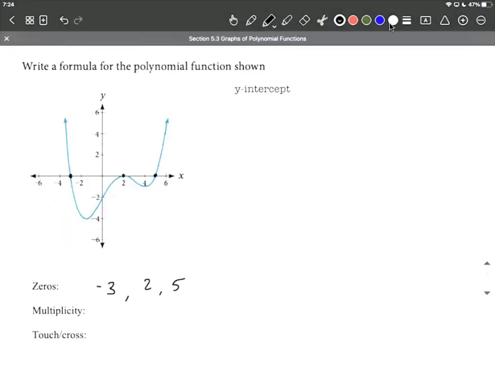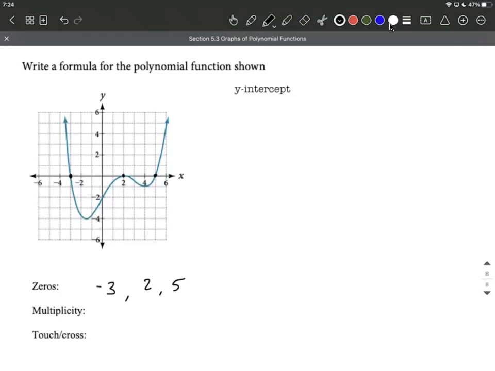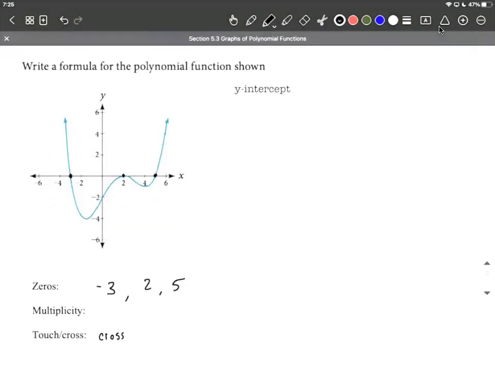Okay, from here, let's think about whether they touch or cross the x-axis at each one of these. I would say at -3, we go across the x-axis, so I'm going to label that as cross. At 2, we touch and come back on the same side of the x-axis. And at 5, we cross.